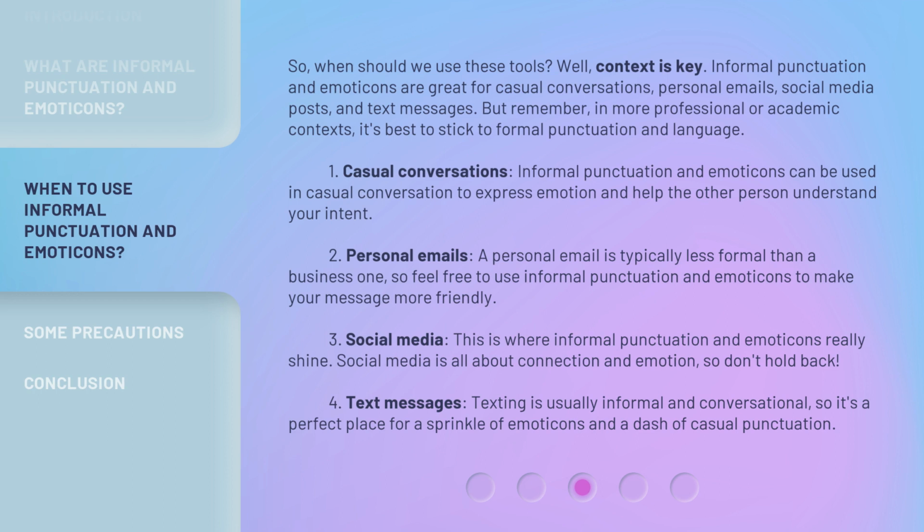3. Social media. This is where informal punctuation and emoticons really shine. Social media is all about connection and emotion, so don't hold back. 4. Text messages. Texting is usually informal and conversational, so it's a perfect place for a sprinkle of emoticons and a dash of casual punctuation.